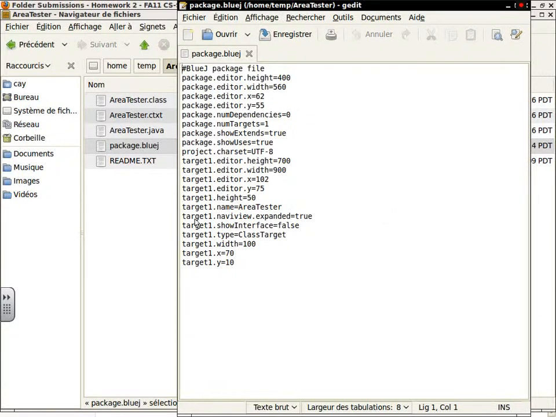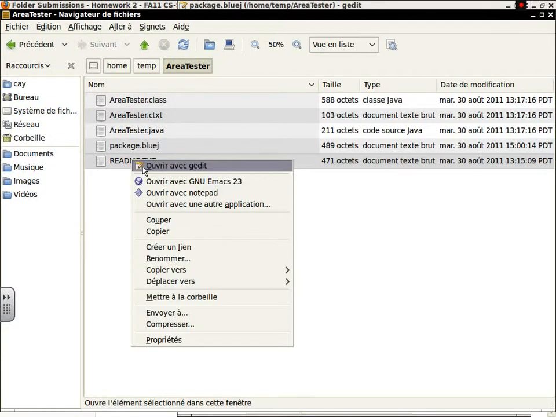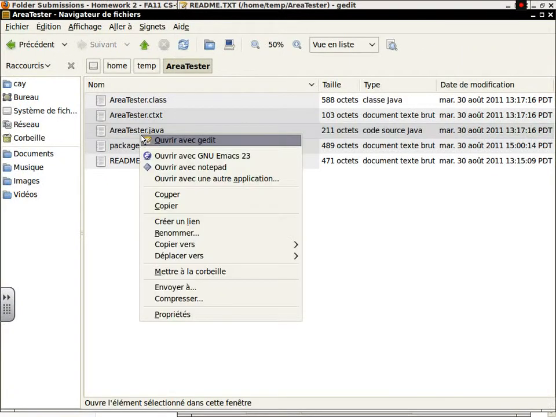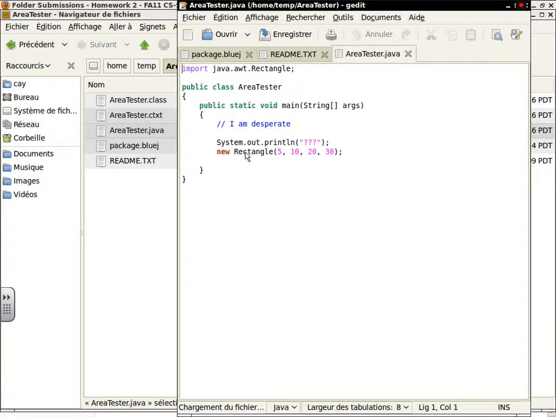Then there's a readme.txt. I have no idea what's in it, but we can find out. I guess it's where you could put in some extra information if you wanted to, which we didn't do. So the one that I'm after is this Java file. Here it is. And that's the one that you need to submit. So just make sure to find the thing and to just submit the Java file.